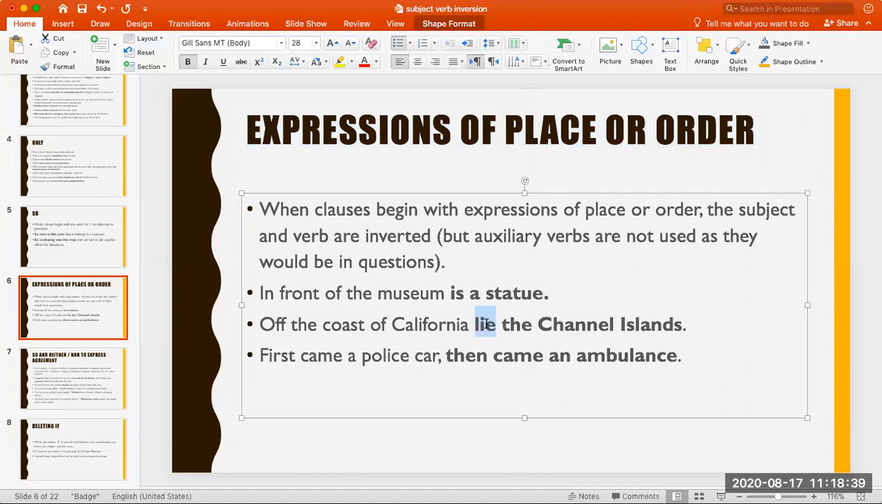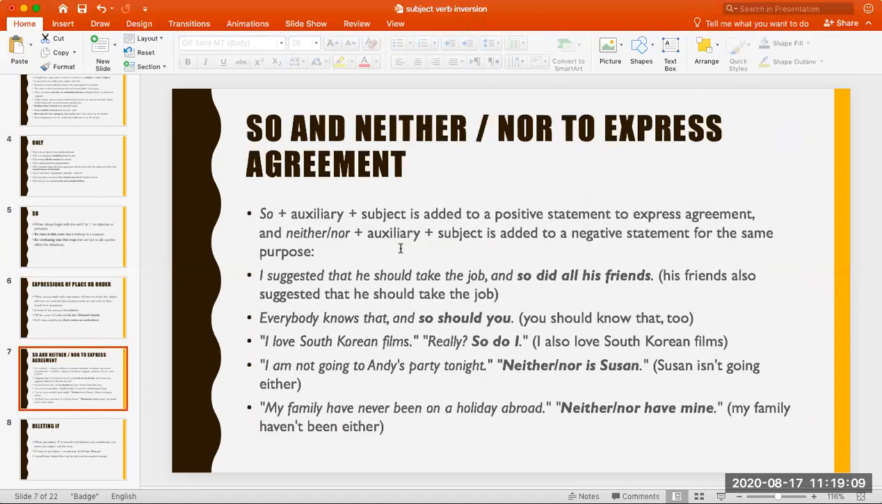So we don't say do the Channel Islands lie. We bring the verb, in expressions of place, no matter what it is. If it is a verb to be, modal verb, verb to have, main verb, you bring it before the subject. First came a police car, then came an ambulance. There is order here, first a police car and then came an ambulance.